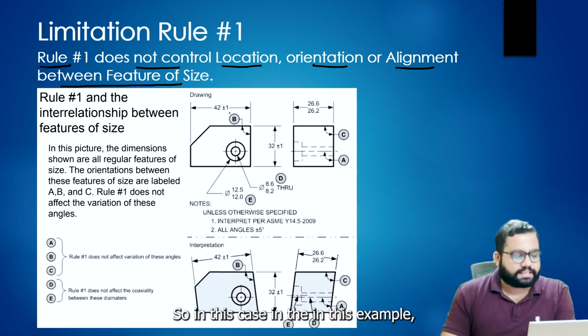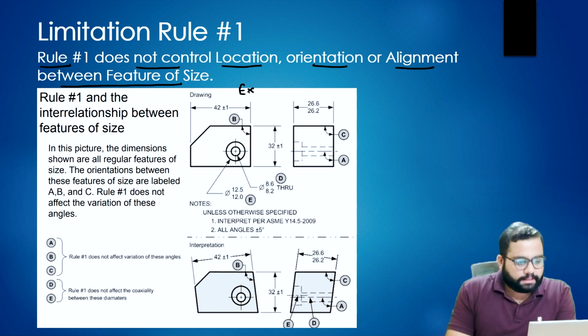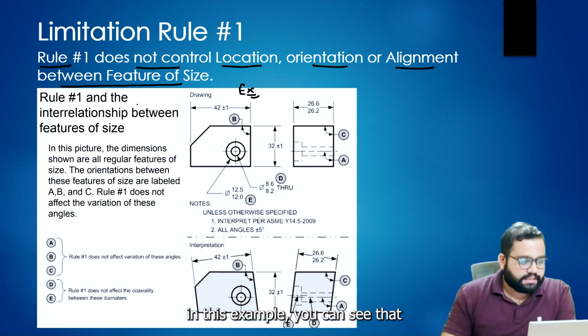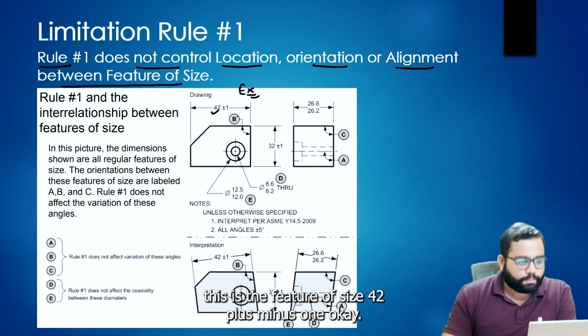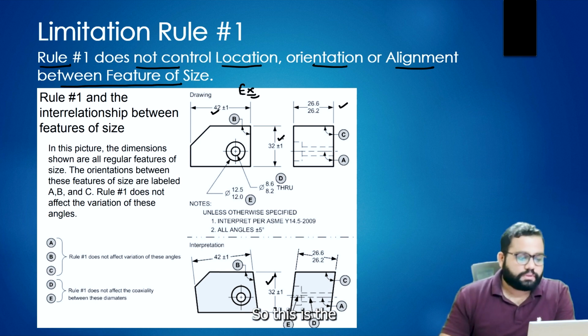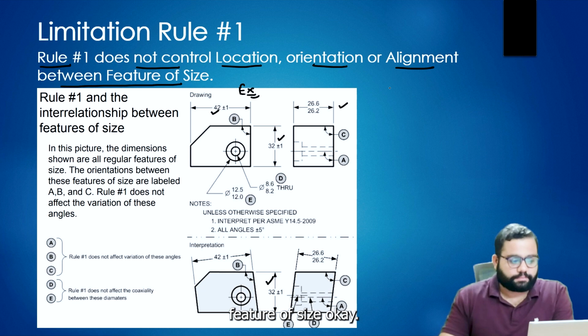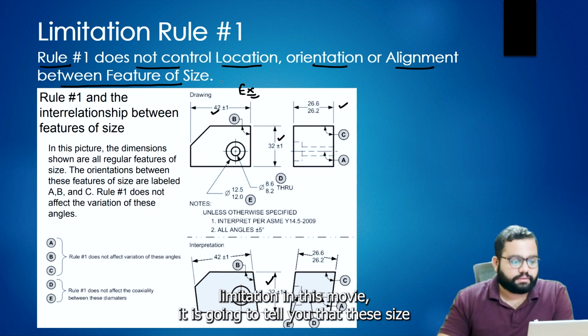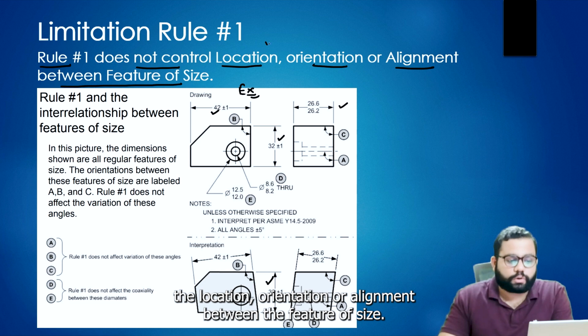Okay, so in this example, you can see that this is the feature of size 42 plus minus 1, and these are the feature of sizes, and 32 plus minus 0.1. This is the feature of size. In this rule's limitation, it is going to tell you that the feature of size does not control the location, orientation or alignment between the features of size.